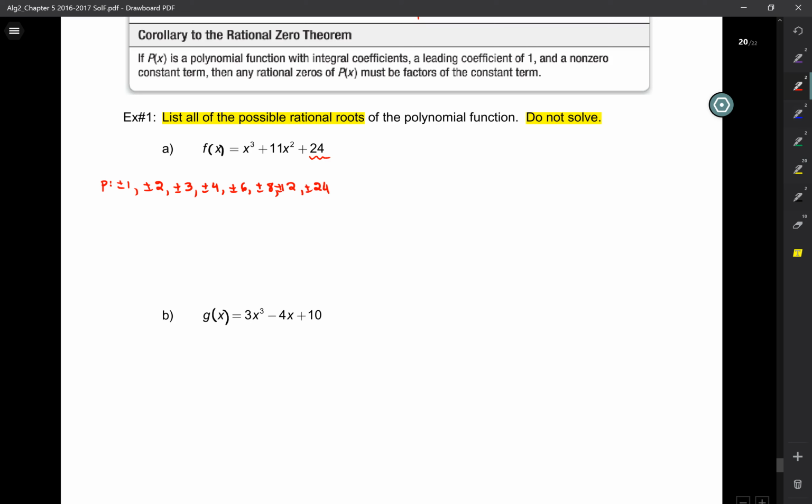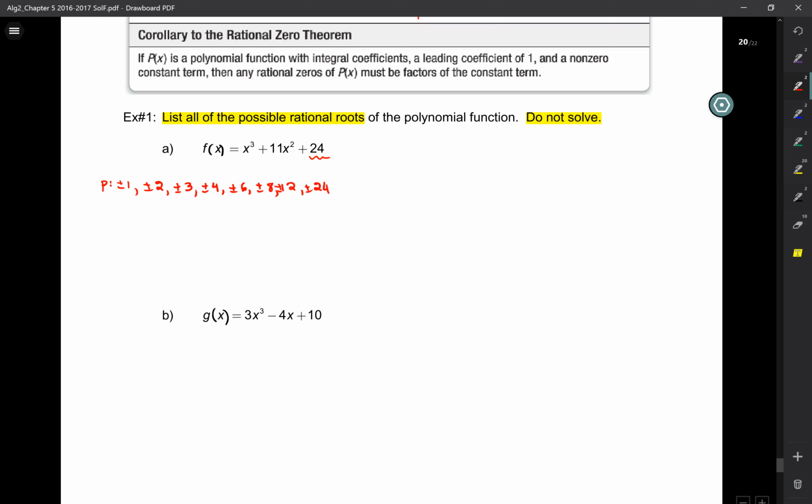Now, for q, I want the coefficient of the leading term. So which one is the leading term? The x cubed is the leading term, and 1 is its coefficient. So for q, I want the factors of 1, which would be plus or minus 1. Now, the last step is I want to do p over q, meaning now I have to combine all the possible pairings for each of the p's with each of the q's. So I need to get each of the red ones and divide it by each of the blue ones. In this case, I only have one, so it'll all be the same.